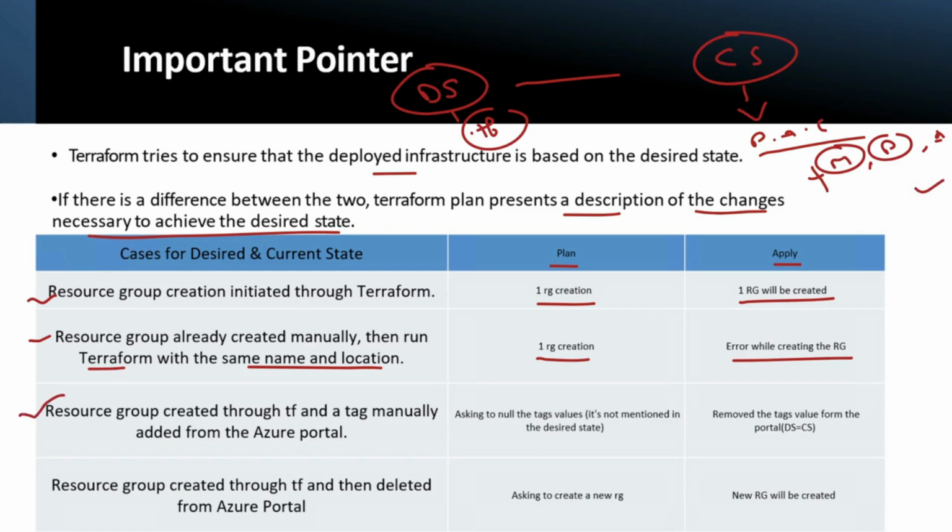In the third case, the resource group is created through Terraform and a tag is manually added from the Azure portal. In the plan, it asks to null the tag's value as it is not mentioned in the desired state. On apply, it will remove whatever tag we added through the manual approach, and then the desired state and the current state will match.